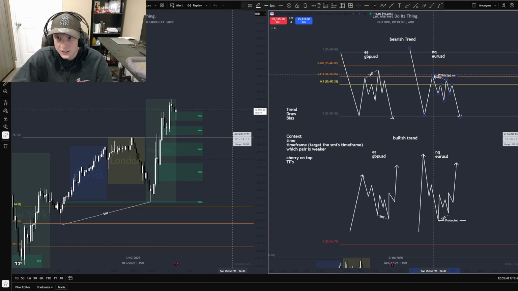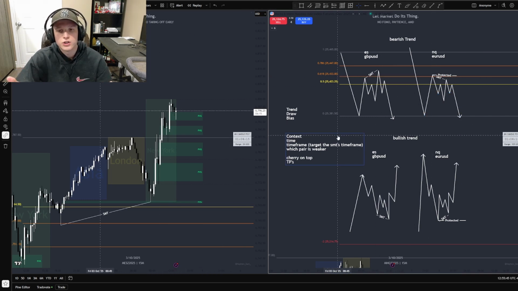So this becomes protected. Context is basically just where are you on the chart, and does it make sense for that SMT right there to hold, right? Are you in an area? Are you in a fair value gap? Are you in an area basically where the SMT makes sense?